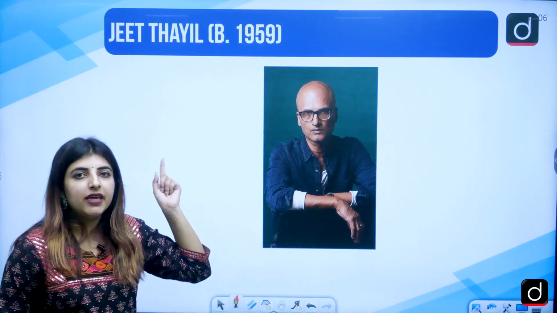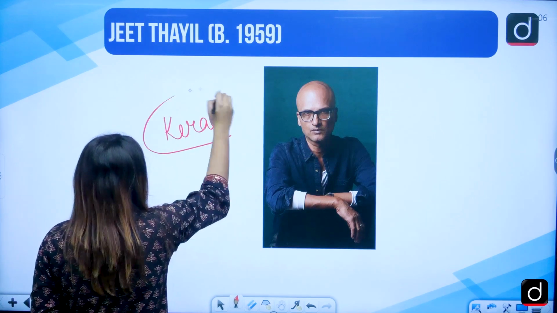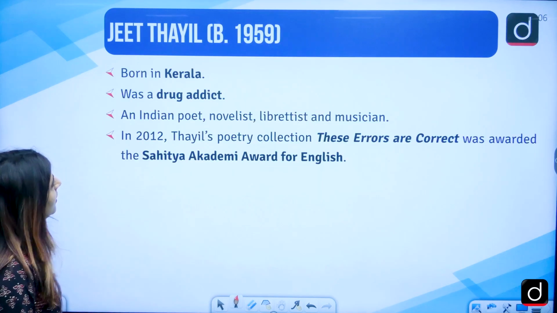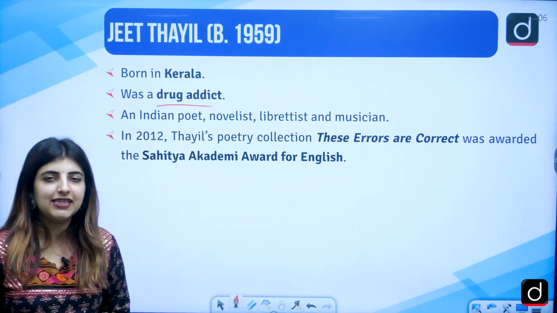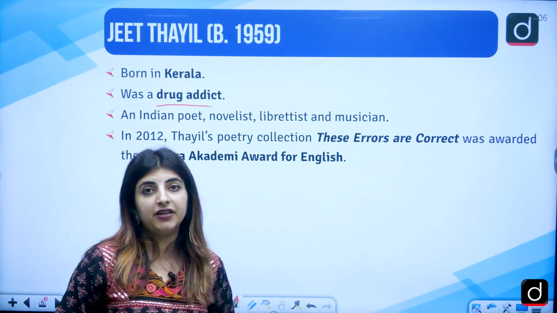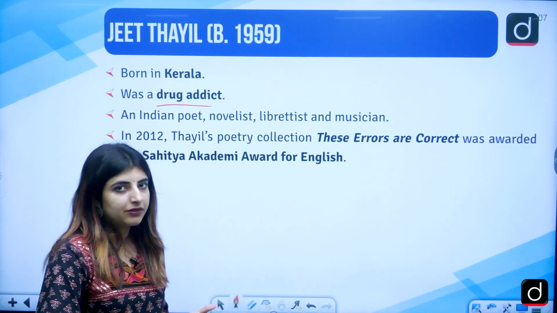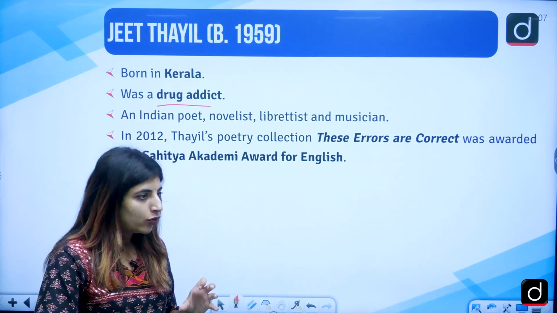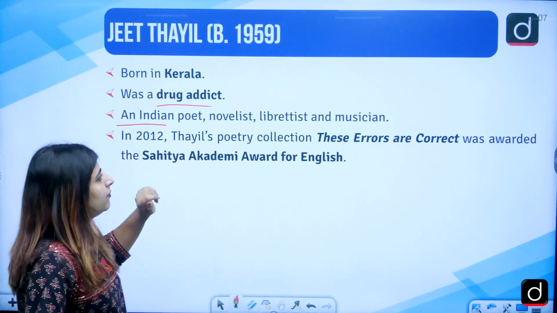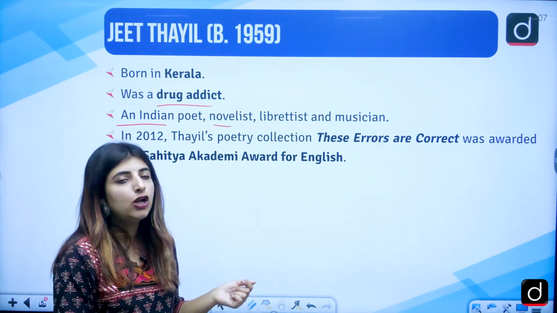Now, he was born in the year 1959 in Kerala. This is his image, and he is alive, of course. Born in Kerala, he was a drug addict, and he has talked about this for years in his interview with Hindustan Times, where he told them that yes, he was suffering from that, but then he left it. He is an Indian poet, novelist, librettist, and a musician. He likes to play guitar a lot.